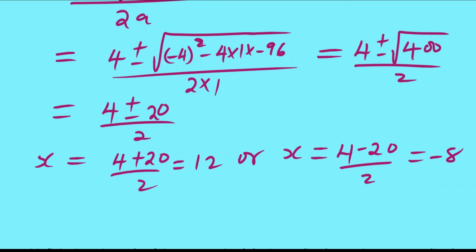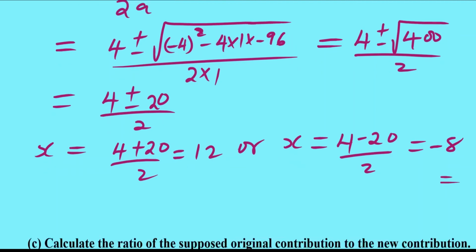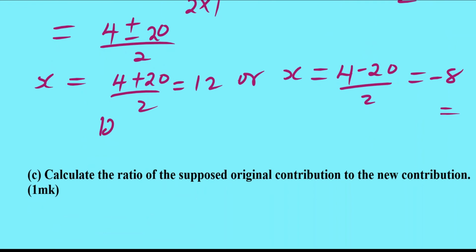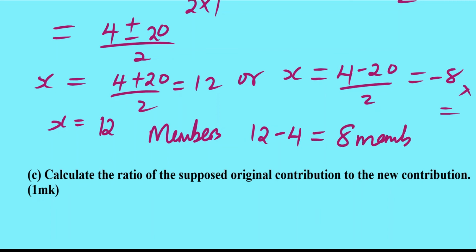Of course, since we are dealing with the number of people, we are going to ignore negative 8, and therefore the members will be 12. We are going to take x as 12. That is the answer we're going to take. We're going to ignore these since members cannot be negative. Now the question is the number of members who contributed. The original number of members were 12, but 4 pulled out. Therefore, the members who contributed will be given by 12 minus 4, and this will give 8 members.